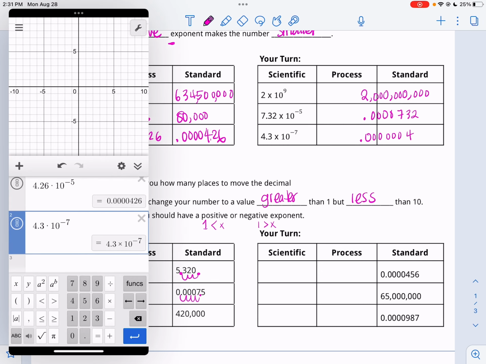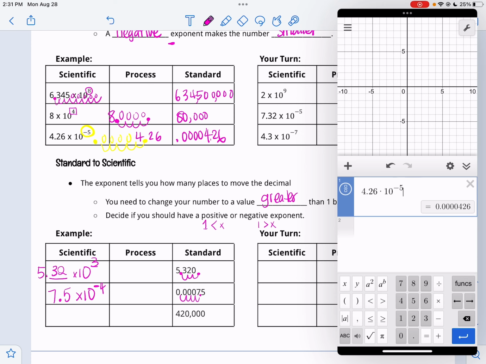And also, you can check with the calculator. So I'm going to put 7.5 times 10 to the negative 4th power. And I have 0.00075. Cool.